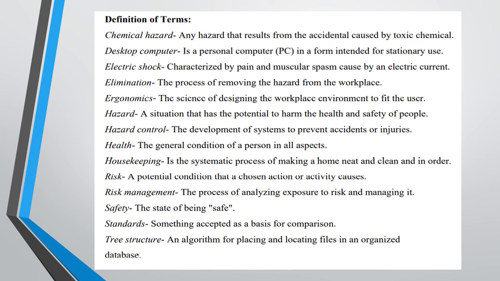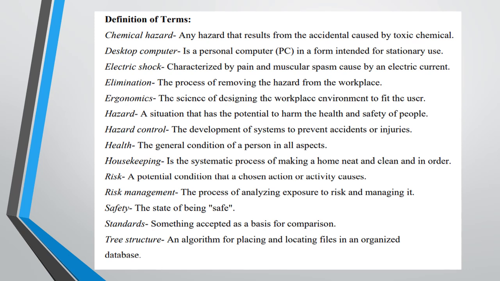Next is hazard, a situation that has the potential to harm the health and safety of the people. Hazard control, the development of systems to prevent accidents or injuries. Health, the general condition of personal aspects. And housekeeping is the systematic process of making a home neat and clean and in order. Risk, a potential condition that a chosen action or activity causes. Next is risk management, the process of analyzing exposure to risk and managing it.